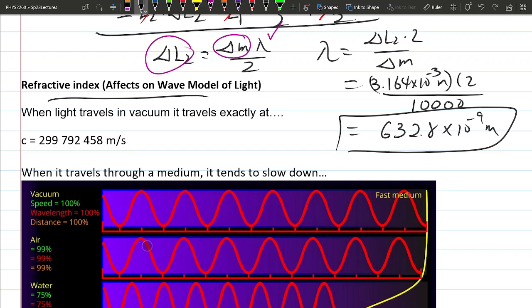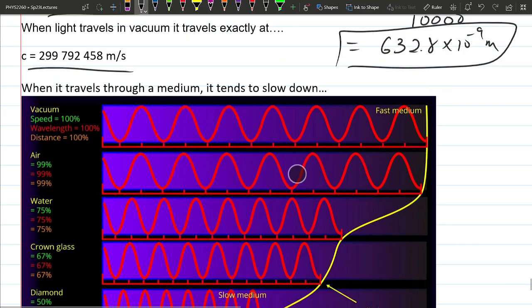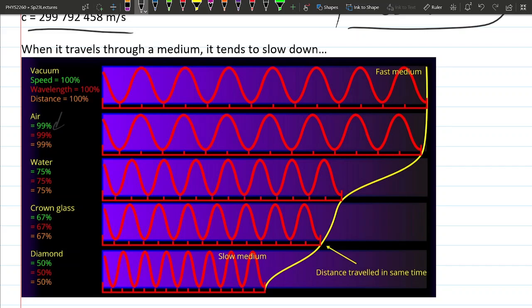So in vacuum, the speed of light is always going to be 2.99792458 times 10 to the 8 meters per second. But if it enters air, it'll go a little bit slower, by 1%. If it enters water, it's even slower. It loses 25% of its speed. If it enters glass, it loses 33%. If it's diamond, which has one of the highest refractive indices, it loses half the speed.